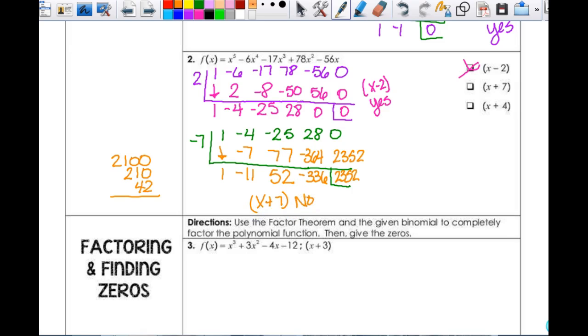So when I go to test the next one, this x plus 4, and I'm going to use that negative 4, do I get to use this part here? No, I don't. Do I have to go all the way back up to the top? No, I can use the reduced form, which I used right here, which is going to be 1, negative 4, negative 25, 28, and 0. Okay, so try that one. You don't need me walking you through them all.